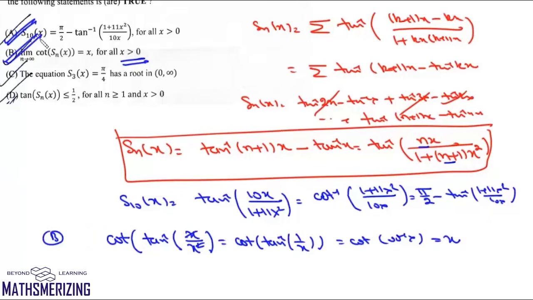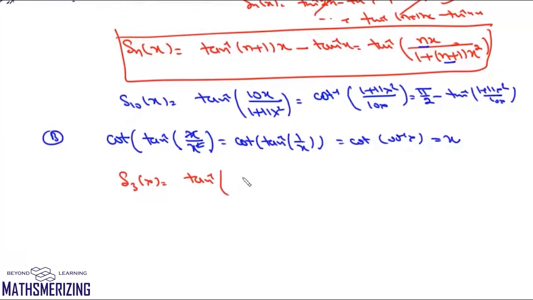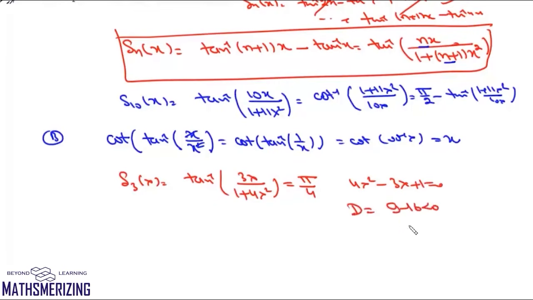Now we look at this S_3(x). Now it says S_3(x) equals pi by 4 has a root in 0 to infinity. Now S_3 is tan inverse of 3x upon 1 plus 4x square, and if we take it equal to pi by 4, then we'll get this as 4x square minus 3x plus 1 equals 0. Now for this, if we find D, it is 9 minus 16, which is less than 0. That means this is always positive. So this equation won't have any real root.